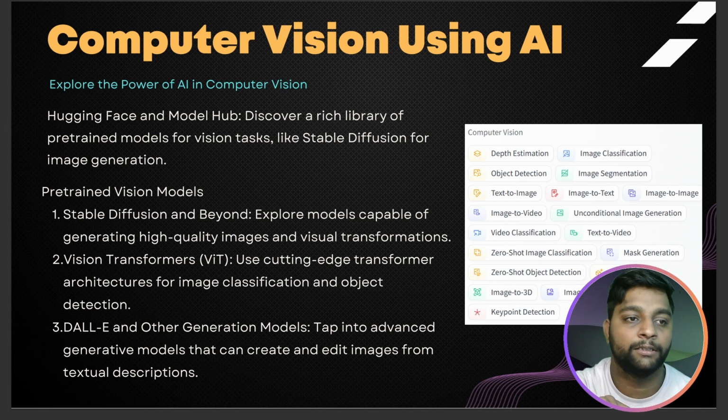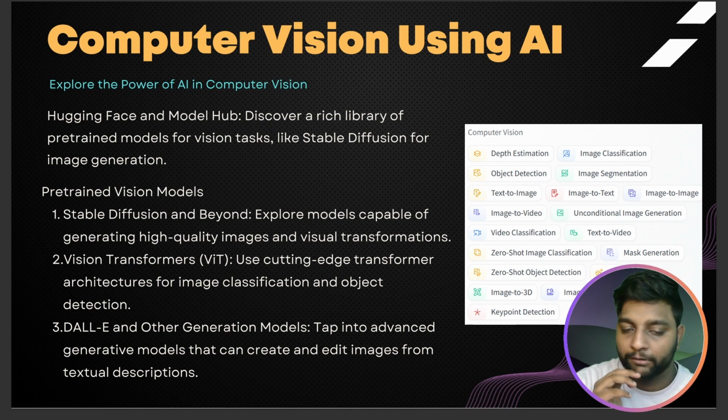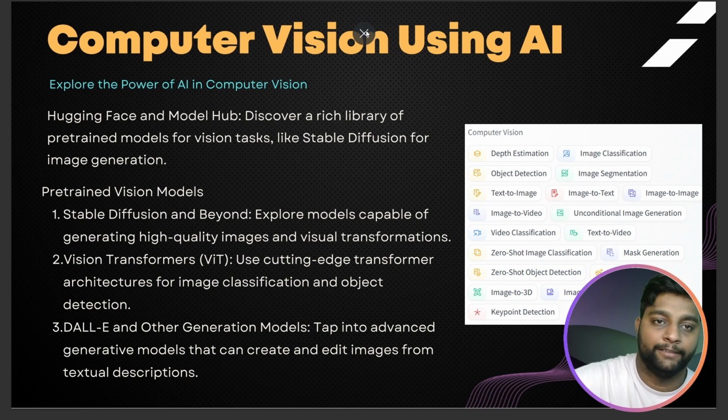I'll show you all this. For pre-trained vision models, you have stable diffusion, and beyond that you have ViT transformers and DALL-E for image generation, and other generation models, like I told you in Gemini you have Imagen 3. I'll show you an example of how to use them and generate images, and you even have Ideogram, which is very good at generating images.